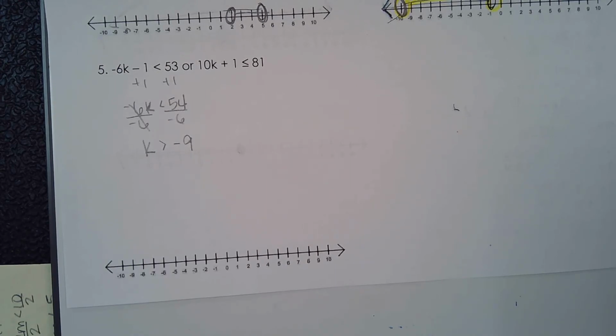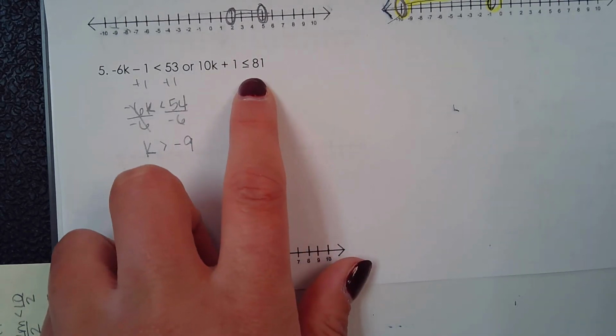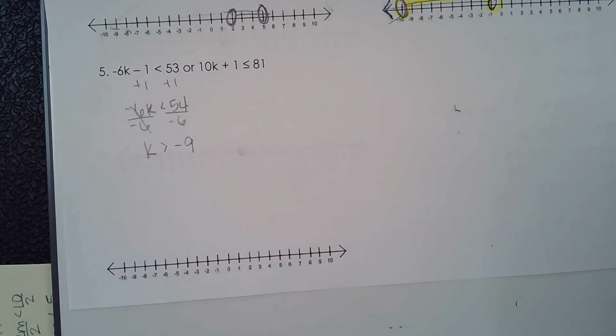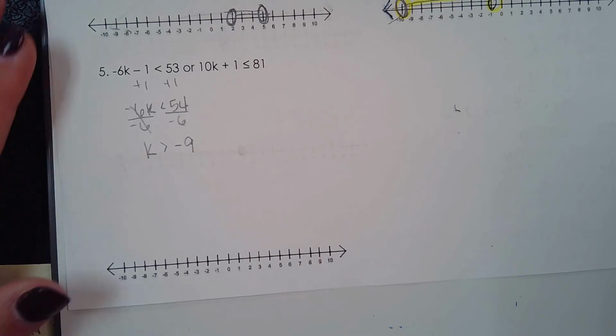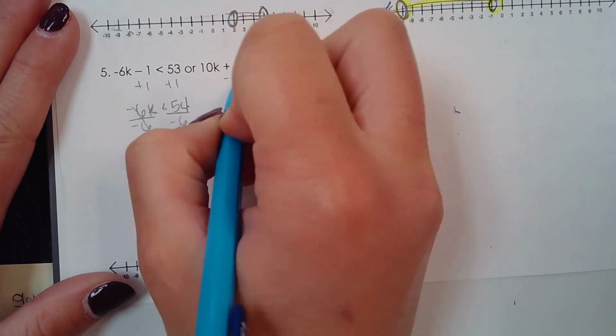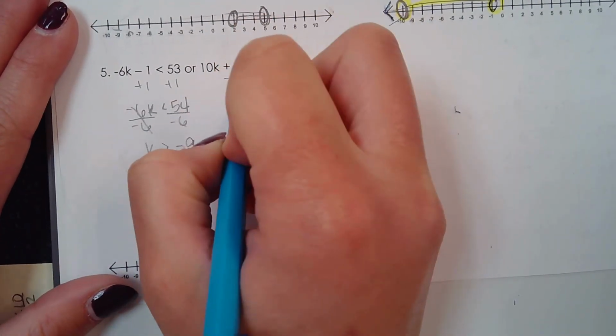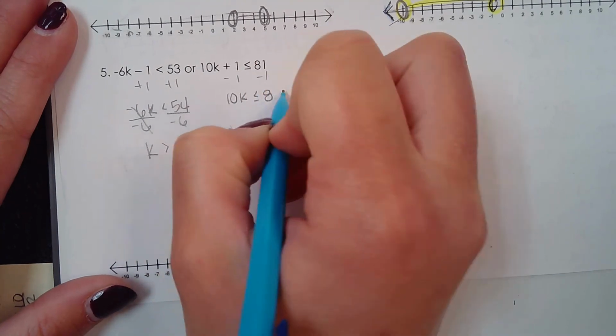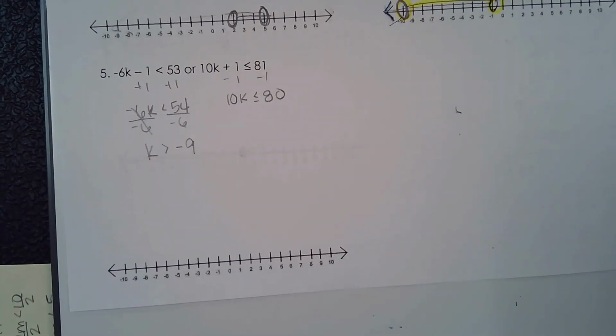Alright, so then we've got 10k plus 1 is less than or equal to 81. So Michaela, what do we do first? We subtract 1. Good. Minus 1s, we'll have 10k is less than or equal to 80. Braden Williams, what do we do from there?